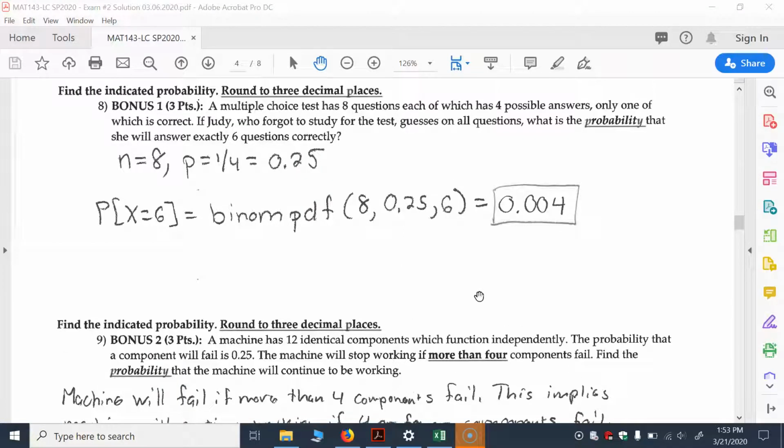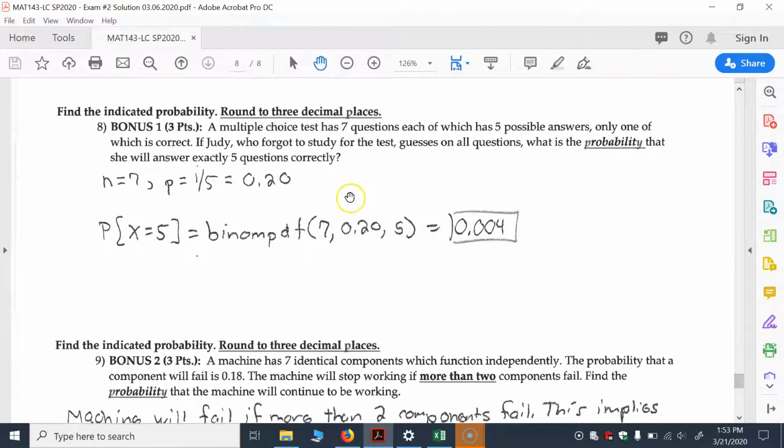Okay, and we'll look at the bonuses. So on Form A, a multiple choice test has 8 questions and 4 possible answers. If you're guessing, n is 8 here, and you have a 1 in 4 chance, or p would be 0.25 of getting a question right. So what's the probability of answering 6 questions correctly? That's one individual probability. We can use binom PDF. That'd be 0.004.